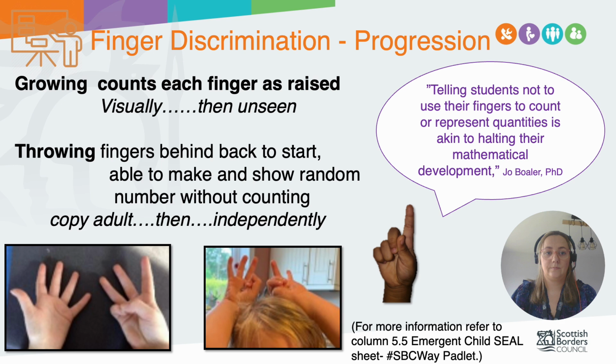Throwing finger patterns is when the children are able to bring their hands from behind their back with the correct number of fingers up, or put up the right number of fingers all at once. To begin, the child can mirror the adult, but then progress to being able to do this independently when given a number.